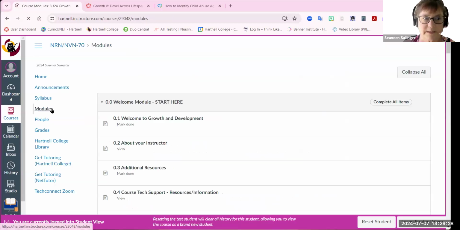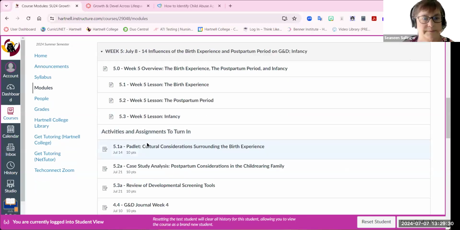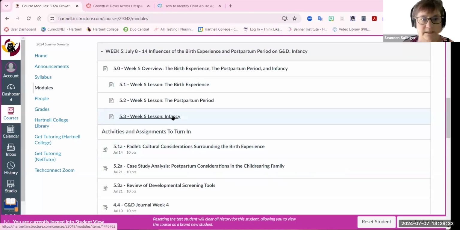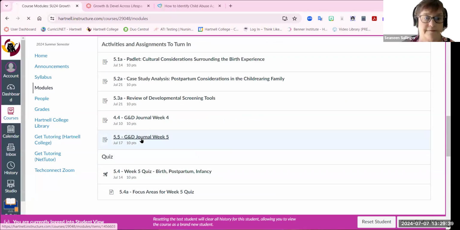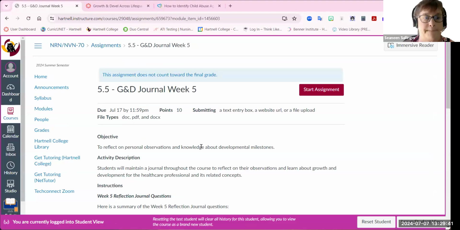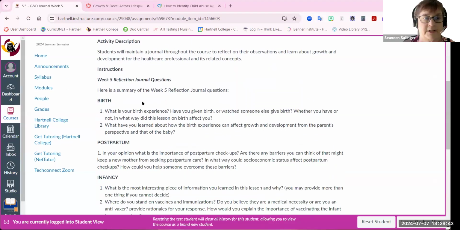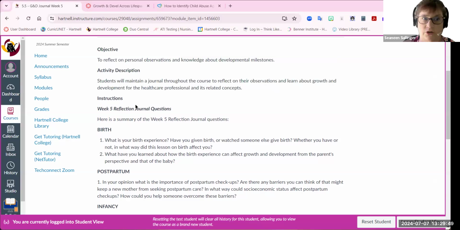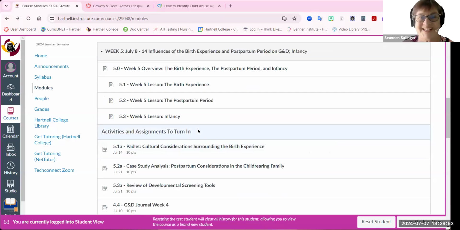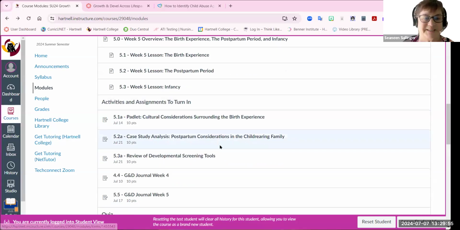So we will go back to the modules, and we covered each lesson. We covered each of the assignments. The journal for week 5 is the reflection questions, the summary. So you have it right there to copy and paste into your journal. They're looking great. Y'all are doing a great job with them. I really enjoy reading them and hearing your experiences.